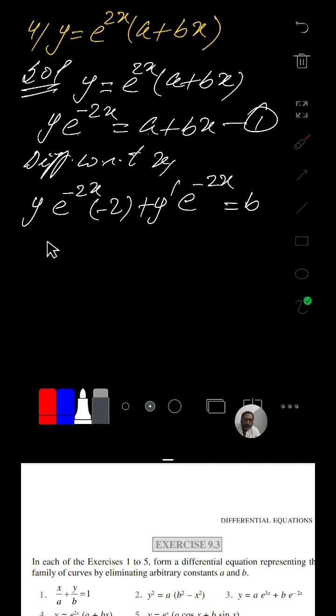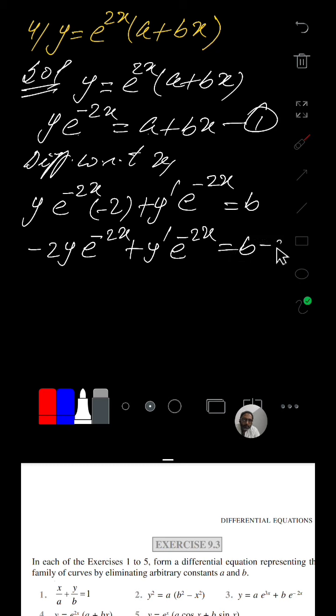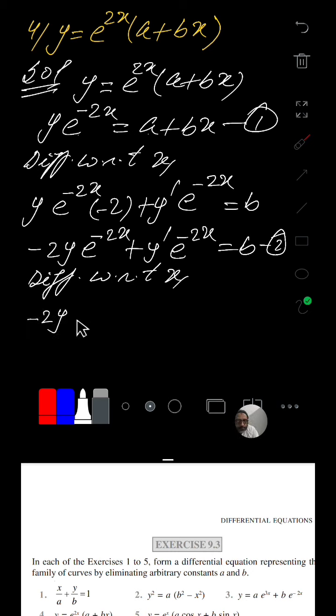So now we may write it as minus 2y e raised to the power minus 2x plus y dash e raised to the power minus 2x is equal to b. Let it be equation number 2. And differentiating equation number 2 with respect to x again, we have to use product rule. So first function minus 2y as it is, derivative of the second function by chain rule e raised to the power minus 2x into minus 2.